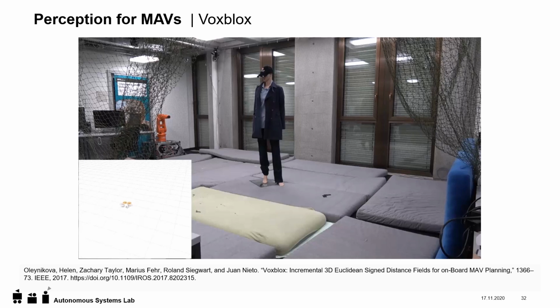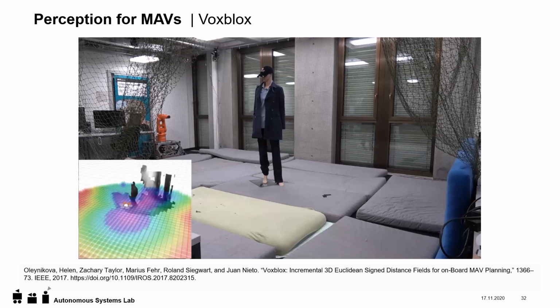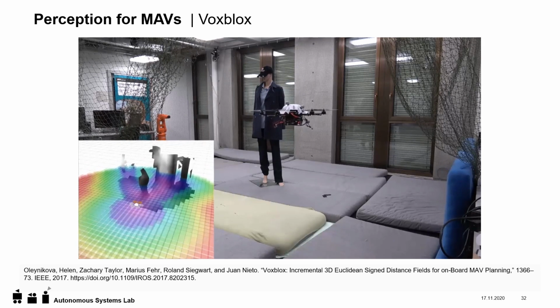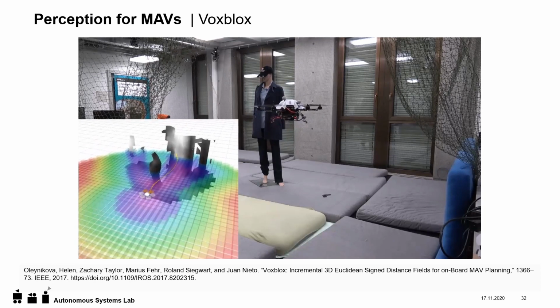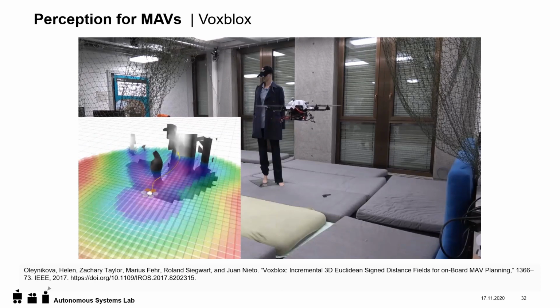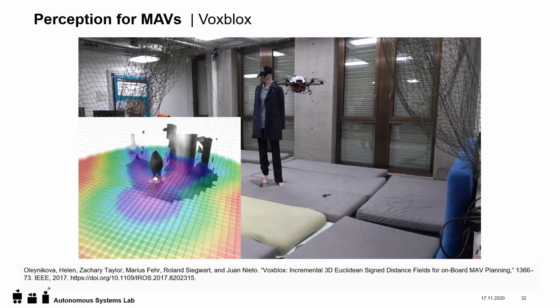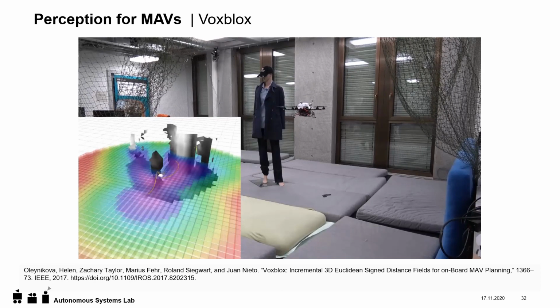So here we see a drone taking off, and on the bottom left you can see the current belief state of the map given the integration of the sensor data from the stereo camera pair onboard the drone. As you can see, the map is dynamically updated while we move in the world.